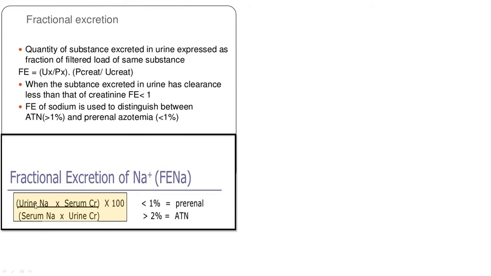This is how you calculate it: urine sodium times serum creatinine, divided by serum sodium times urine creatinine, multiplied by 100. As I said, less than 1% is pre-renal, and greater than 1% or greater than 2% goes in favor of acute tubular necrosis. And this is very important to distinguish between pre-renal and renal azotemia.